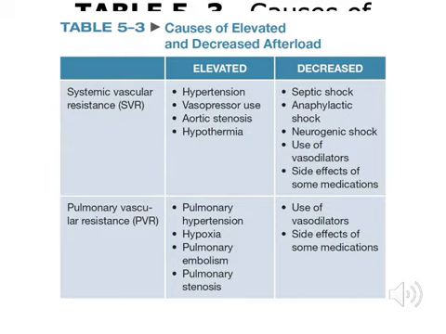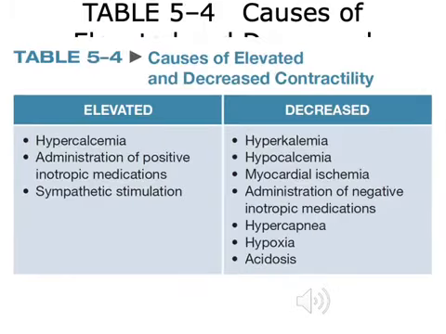بينما السبتيك شوك، الانافيلاكتيك شوك، النيوروجينيك شوك، use of vasodilators, side effect of some medication, these all could decrease systematic vascular resistant. هلا البالمونري vascular resistant كمان عندنا إذا في بالمونري hypertension الهايبوكسيا كمان بتعمل vasoconstriction وبالتالي it will increase the resistant pulmonary embolism, pulmonary stenosis. On the other hand, the use of vasodilators, the side effect of some medications could decrease the pulmonary vascular resistant.